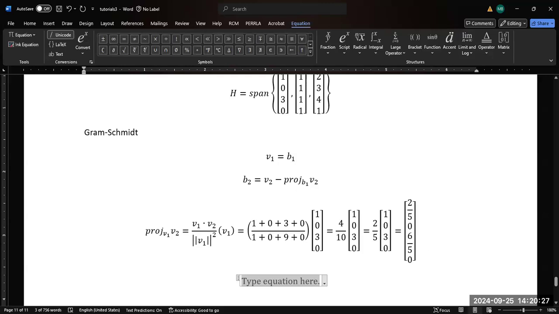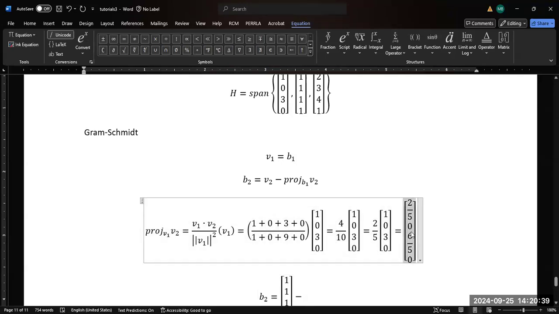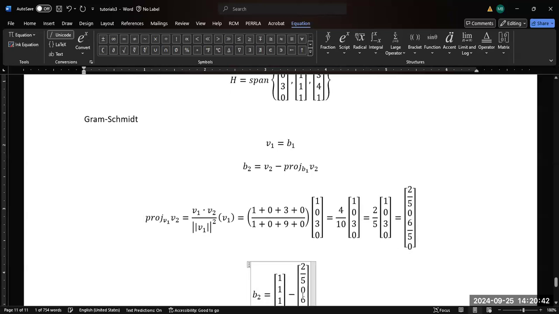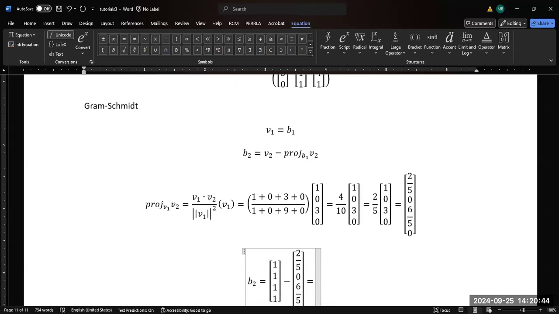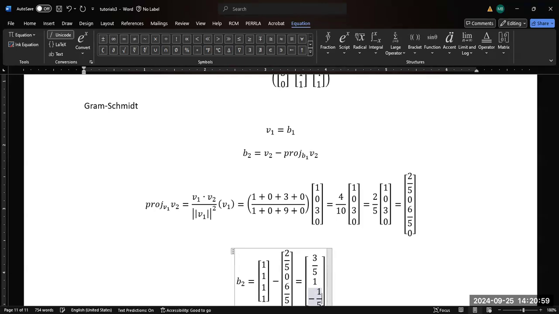And then we're going to calculate B2, which is going to be the original V2 vector minus our projection onto the first vector. And so 1 minus 2/5 is going to give me 3/5. And then 1 minus 0 is 1. And then 1 minus 6/5 is going to be negative 1/5. And then 1 minus 0 is 1.